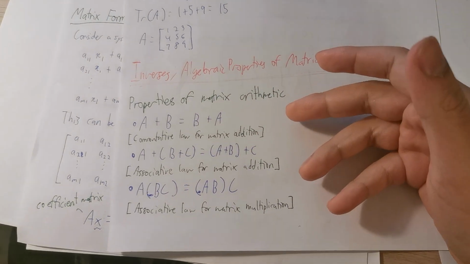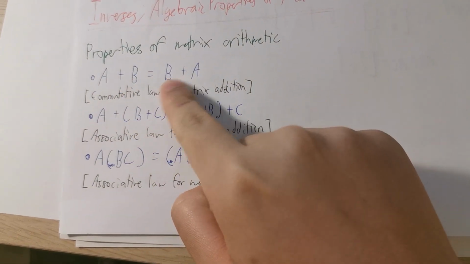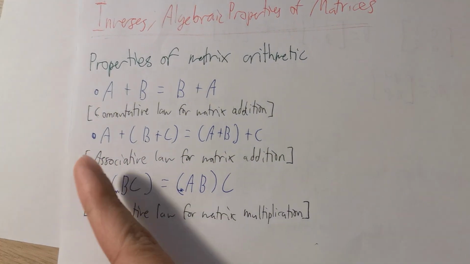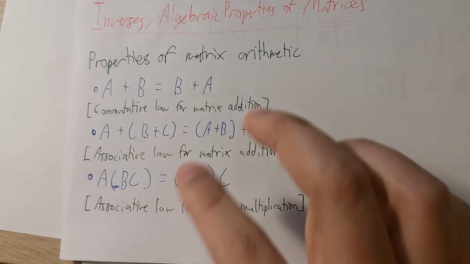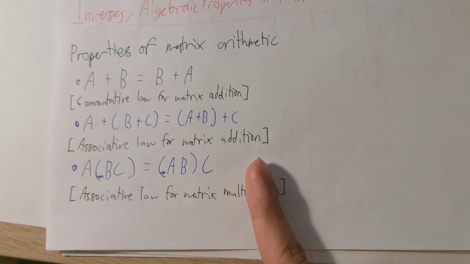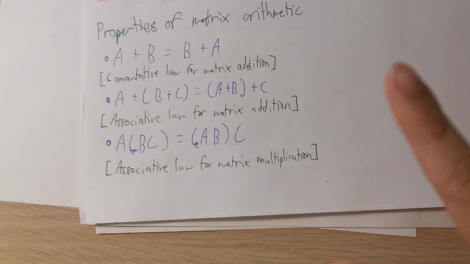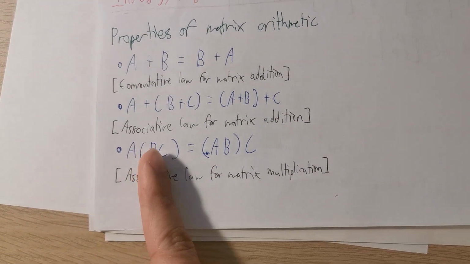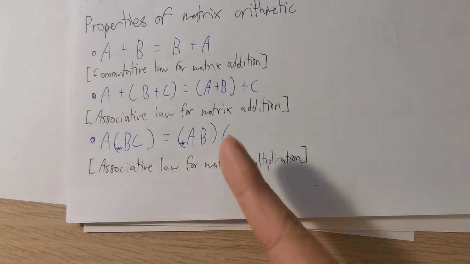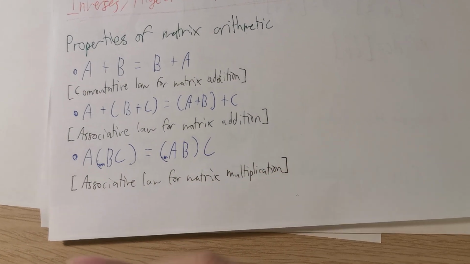And so these are a few properties, a few laws of matrix arithmetic. A plus B equals B plus A, and it's called the commutative law for matrix addition. You have A plus B plus C, you can put a bracket anywhere, it'll be the same. That's the associative law for matrix addition. Same thing if you multiply them. If you have A, B, C, you can put the bracket anywhere. You could do A times (B times C), or (A times B) times C. It's still the same. That's the associative law for matrix multiplication.